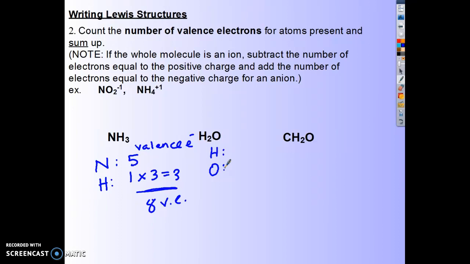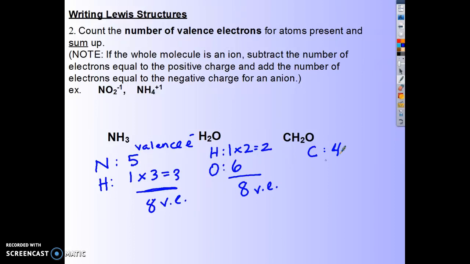Hydrogen, once again, which we already saw only has 1 valence electron, but there are 2 hydrogens. So that means we have 2 valence electrons contributed from hydrogen. And then oxygen is in group 6, so it has 6 valence electrons to contribute to our molecule. And this also gives us a total of 8 valence electrons. All right, let's get to our CH2O over here. Carbon is in group 4 and has 4 electrons to contribute to our molecule.